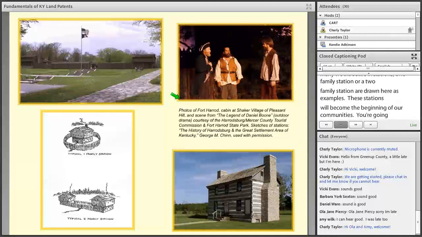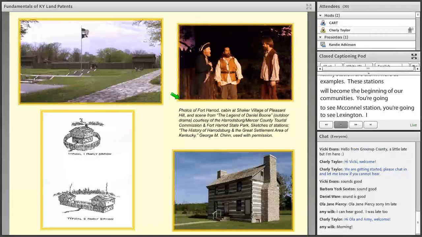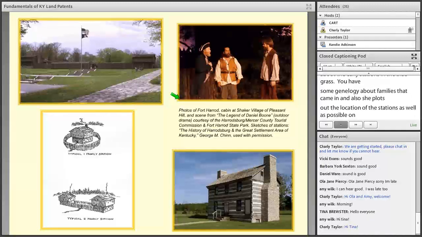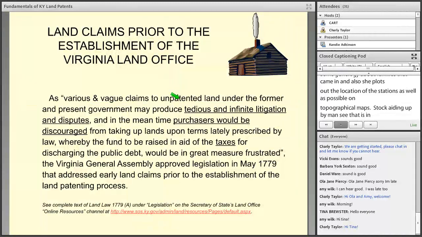You're going to see Lexington grow up around that. I encourage you, if you have not done so already, to check your library shelves for the book Stockading Up by Nancy O'Malley. She talks about the early stations in the Bluegrass, gives some genealogy about the families that came in, and also plots out the location of the stations as well as possible on topographical maps. Stockading Up by Nancy O'Malley, and that is in your bibliography at the end of this talk.